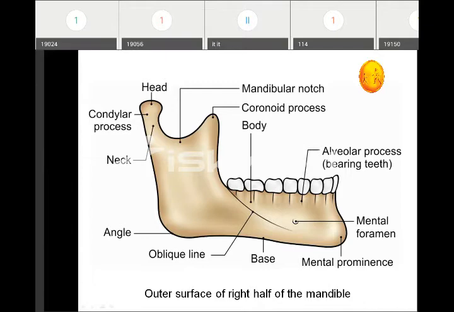Then there is one line running obliquely from the ramus till the mental foramen. This is known as the oblique line. We'll discuss the muscle attachment on it later on.